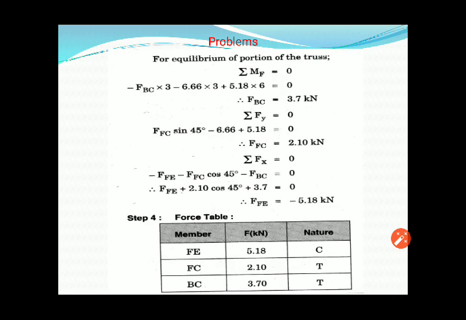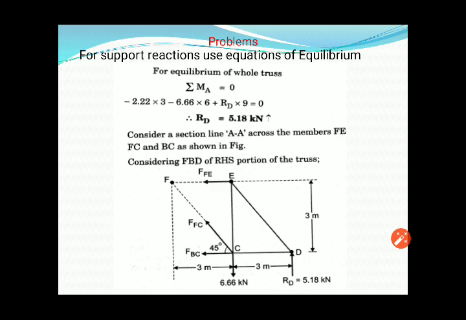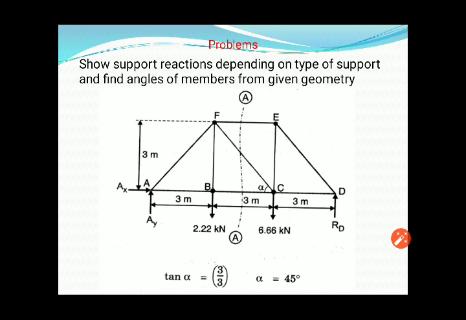So for equilibrium of this portion of the truss, first I will take moment about F. What will happen if I take moment about F? Where is F? So F is over here. See, you can consider left hand side or right hand side of the portion, and you can take moment about any point. So I will take moment about F first, but I will consider the right side of the section.